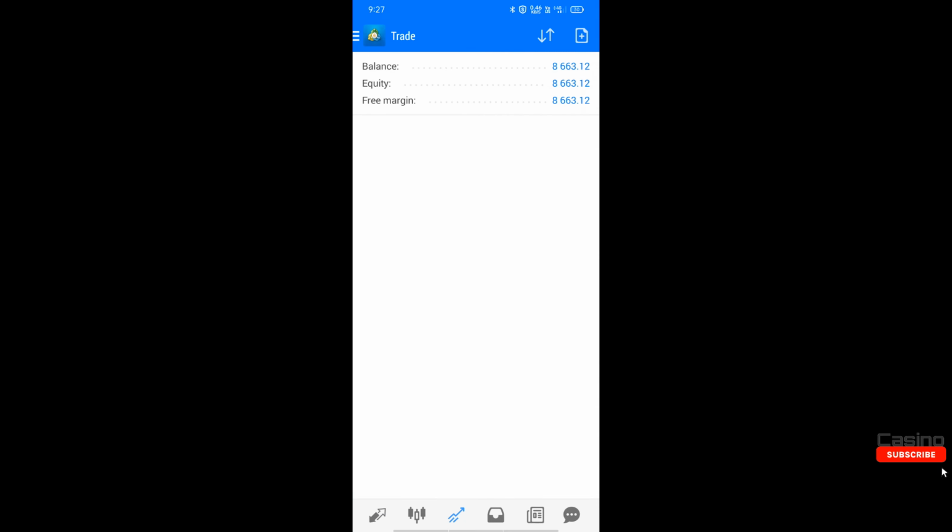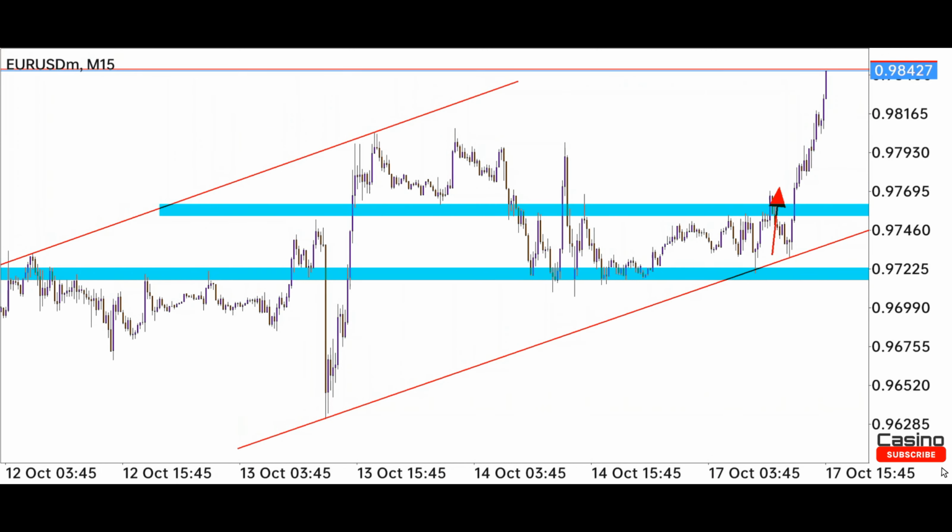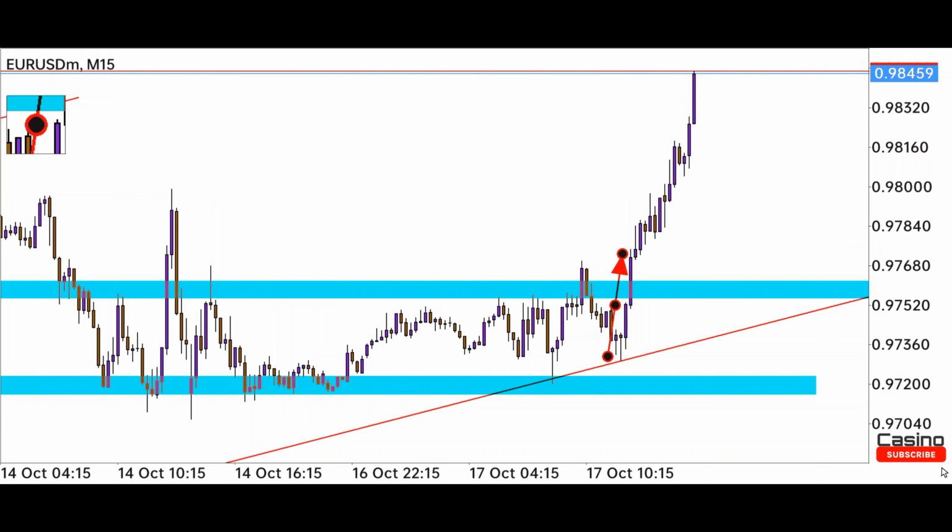I had put $3,200 in this account, which is now $8,663. We grew our account like we had planned. Today's return is 170%. Guys, we had this high probability trade. The market is still going up, but if your goal is achieved, then the trade should be closed. Too much greed is evil. If you respect the market, the market will respect you.